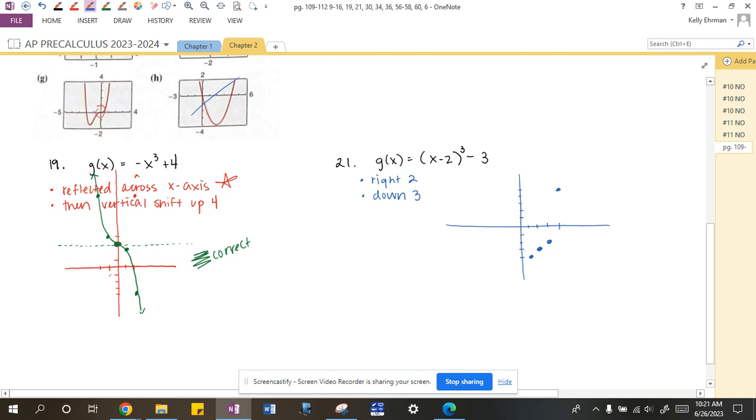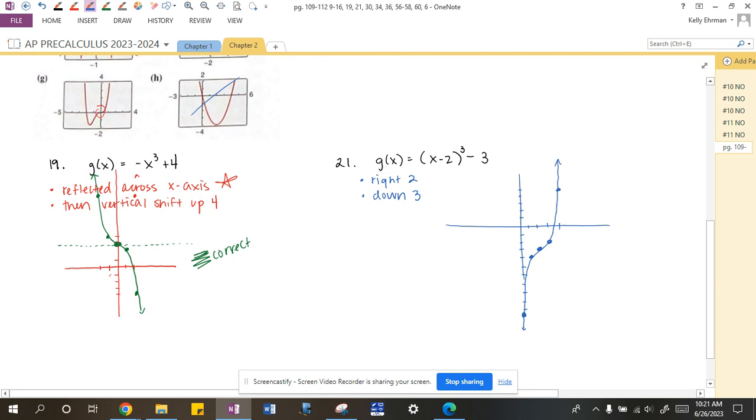And then on the y-axis here, 1, 2, 3, 4. So we need to go down 8. 1, 2, 3, 4, 5, 6, 7, 8. So that should be at 11, which makes sense since we shifted down 3. Okay, so here's my final graph for 21.